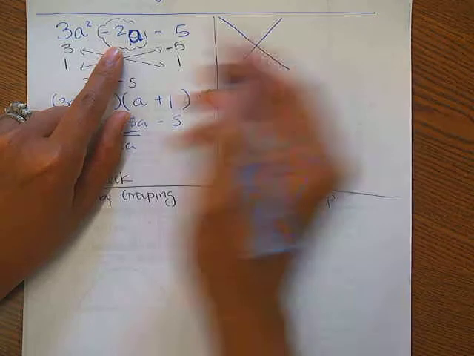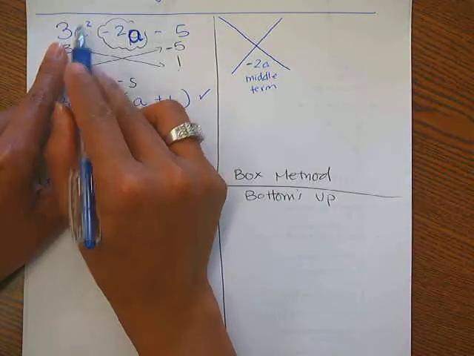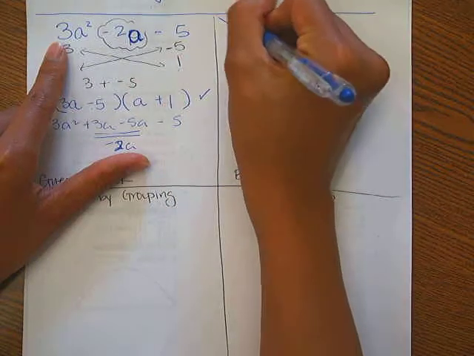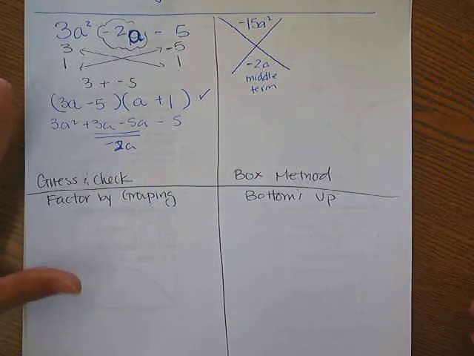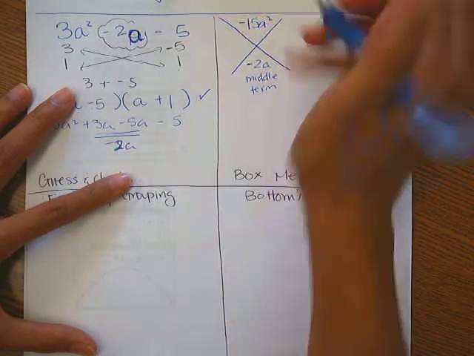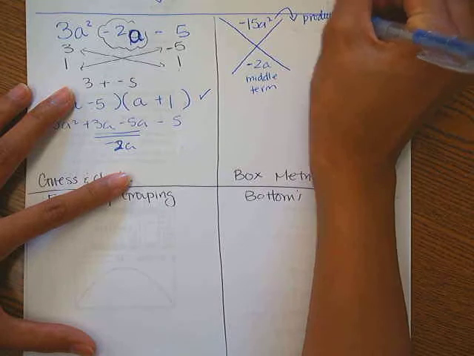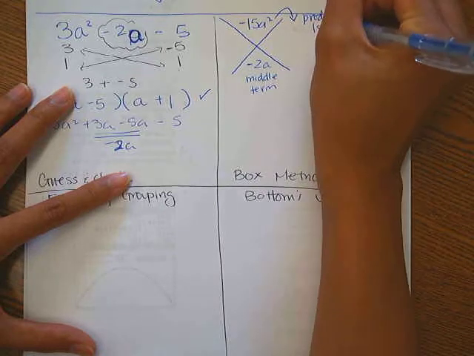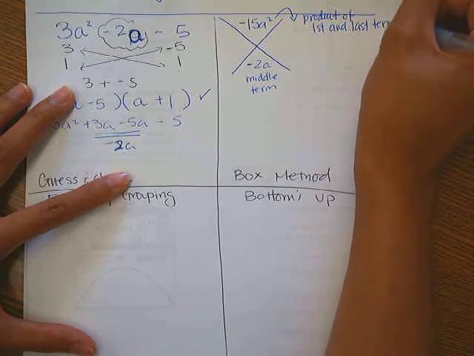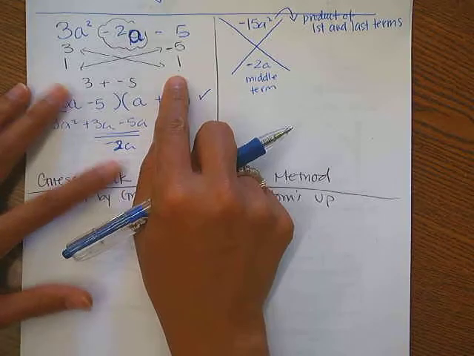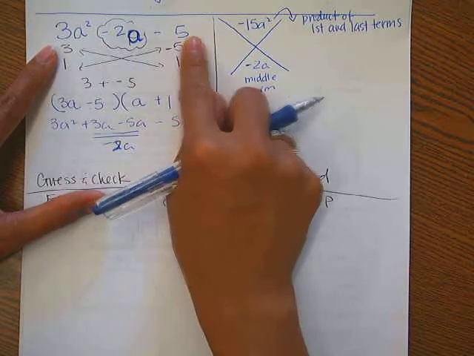On the top, you're going to multiply the first and the last. So 3a squared times negative 5, which is negative 15a squared. All right? So let's repeat that. On the top, and you should really spell this out for yourself, which is the product of first and last terms. Okay? And when I say the product, you have to order these from high to low in a.